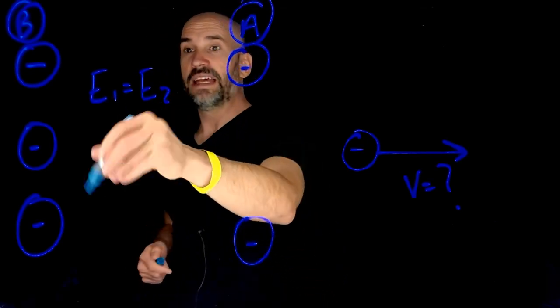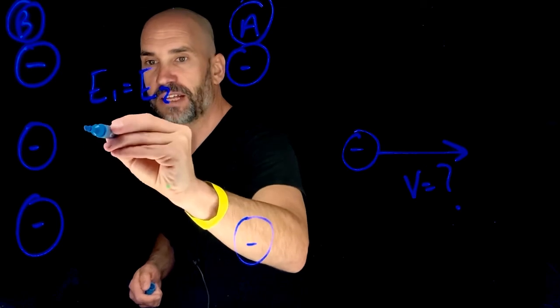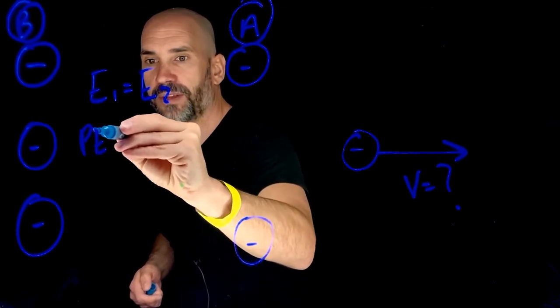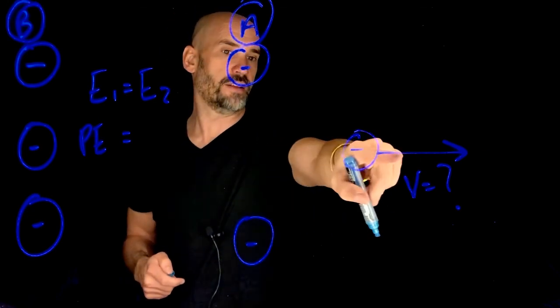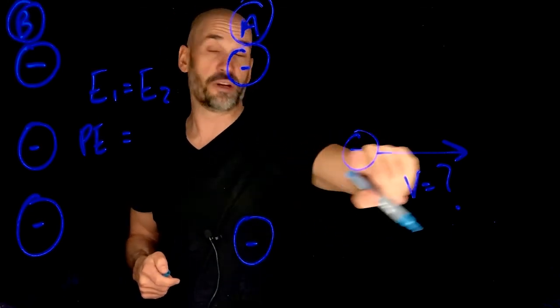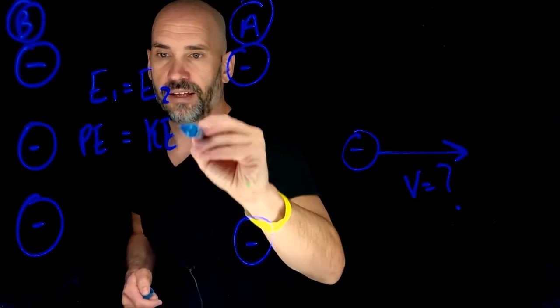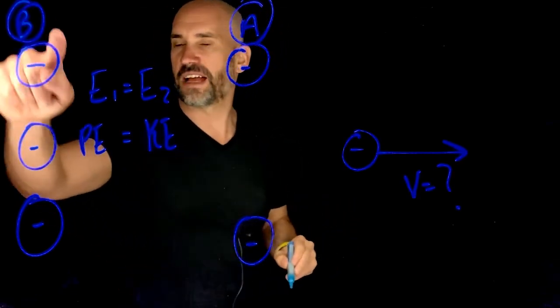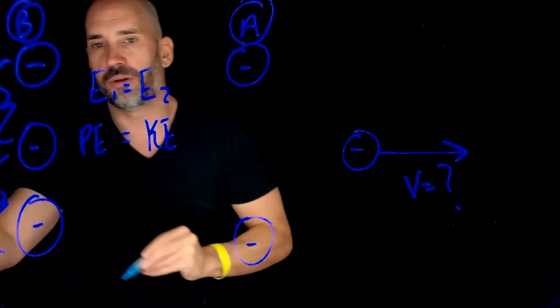Well, what is E1? E1 is the potential energy of both of these interactions. So that's all this potential energy, right? And that's got to equal the kinetic energy that this charge gets when it goes off into infinity. So that's going to be kinetic energy. Well, what is the potential energy here? Well, you have two interactions, right? You have this one and you have this one.